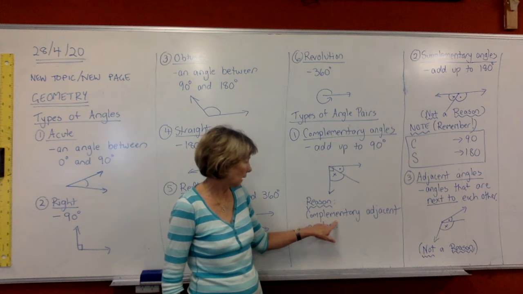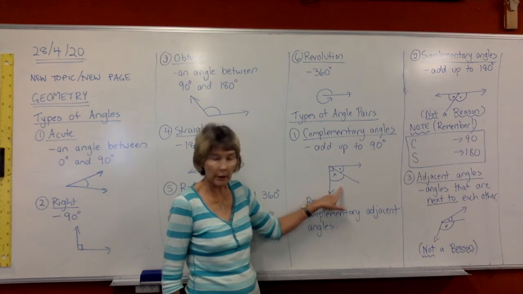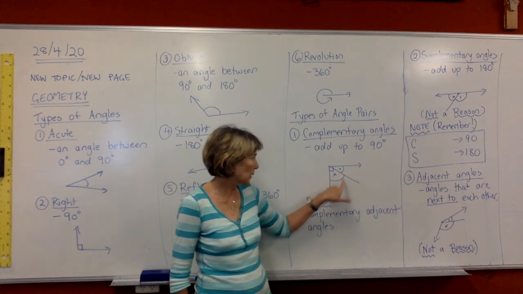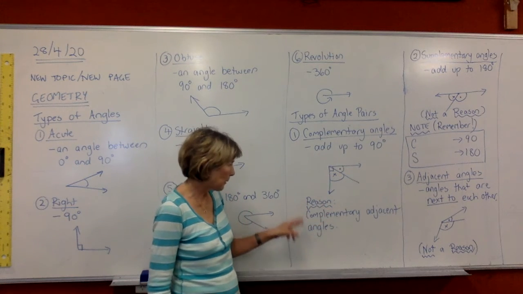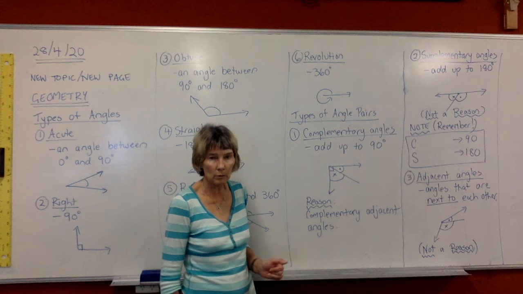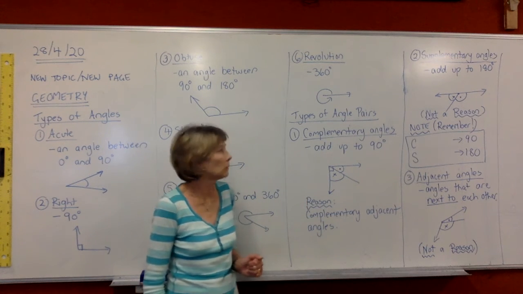Complementary angles have to add up to 90, and you can see that these two would add up to 90 degrees. And they are adjacent angles. These two angles are next to each other. So both things are happening there. Both words need to be in the reason. You can't just say they're complementary angles. You also have to say they're complementary adjacent angles.